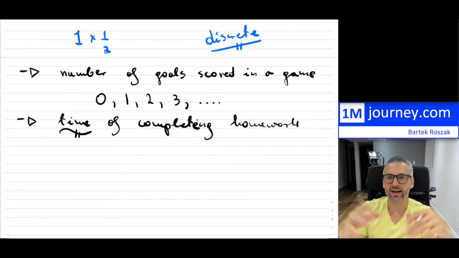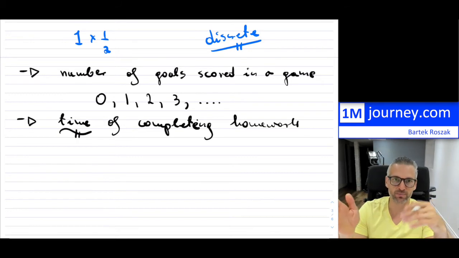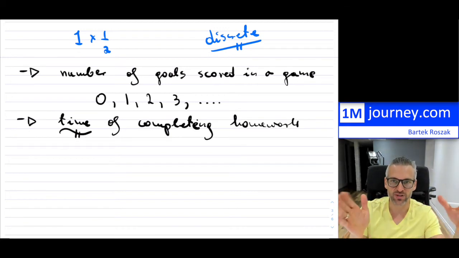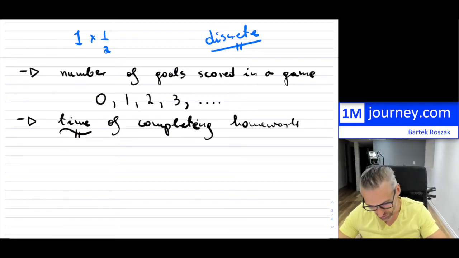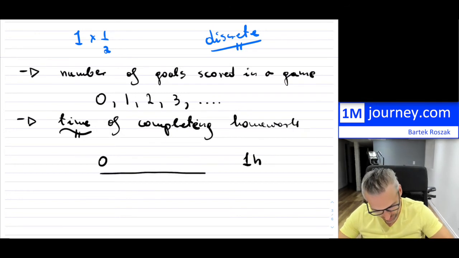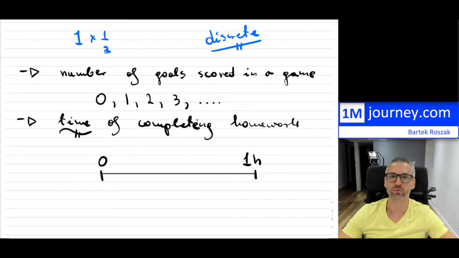So if we were capable of measuring not only minutes, but seconds and milliseconds, and we just kept going, so there's an infinite number of decimals, that becomes continuous. So you can say, between, let's say, 0 and 1 hour, let's say that was the maximum, you can do your homework anywhere and your value can fall anywhere in between there.